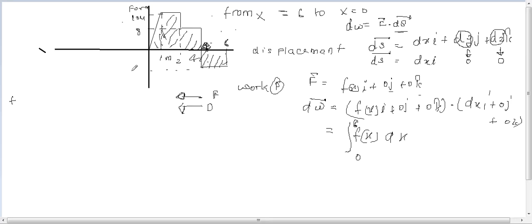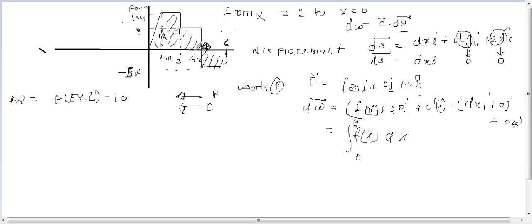I had not given it, so let me give it 5. Okay, 5 Newton, minus 5 Newton. So what is the work done? Work done will be plus 5 into 2, displacement is 2 here, so this will be 10. Okay, W1 from 6 to 4.